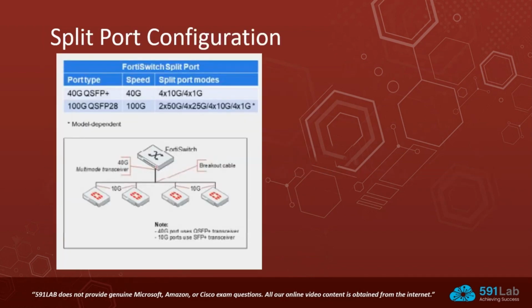A split port lets you divide a 40 gig or 100 gig port into several ports that run at slower speeds. This is useful when you need to add more devices to your switch without adding more ports. For instance, you could split a 100 gig port into 4 25 gig ports or a 40 gig port into 4 10 gig ports. The table on this slide shows the supported split port modes for 40 gig and 100 gig FortiSwitch ports.